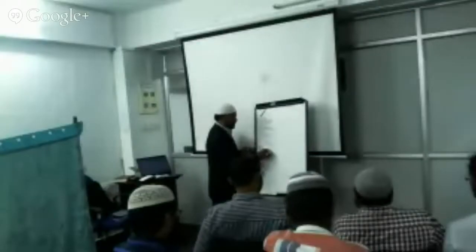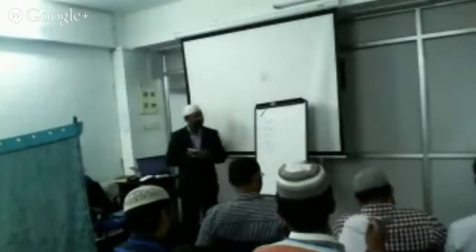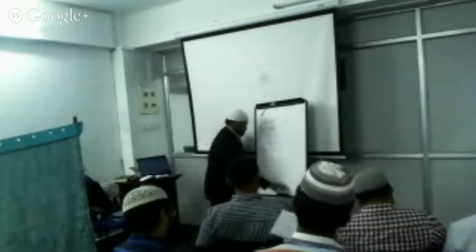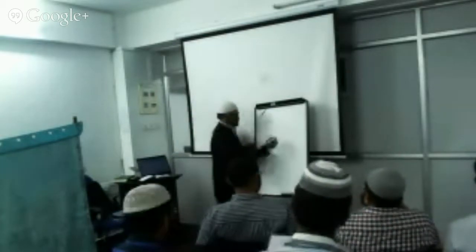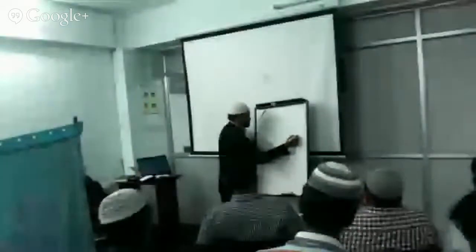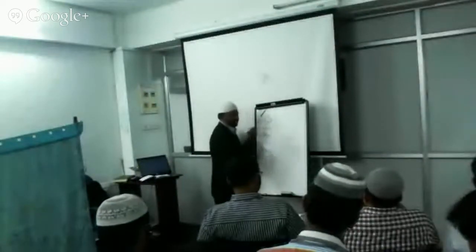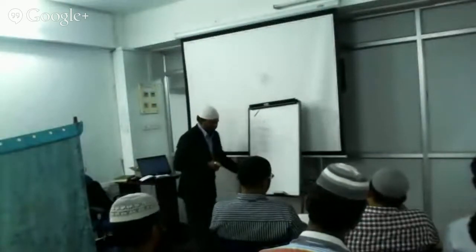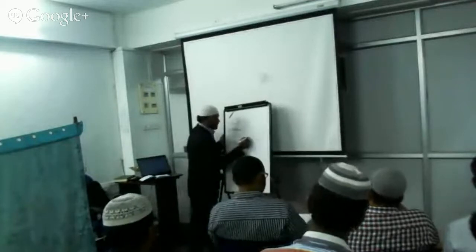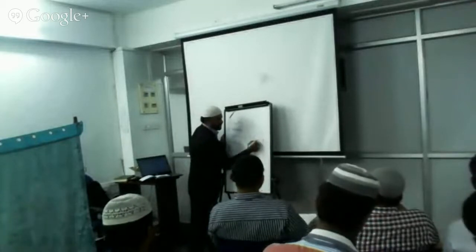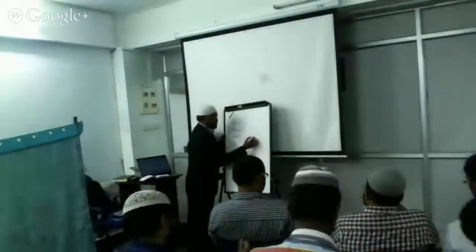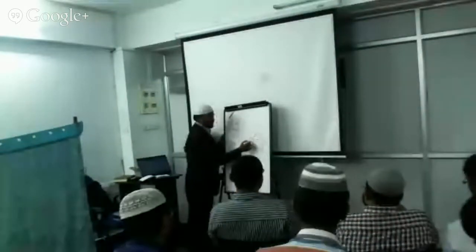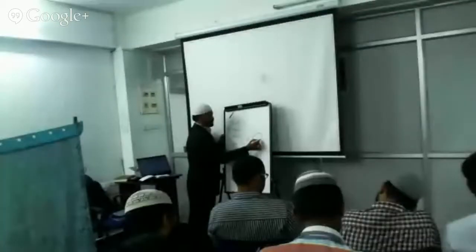How to write ma? You will tell them the shape of ma is like this: 1, 2, and 3. This is ma. Okay. This is ma. You will tell them 1, 2, 3.